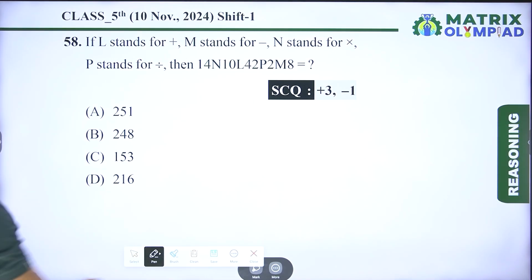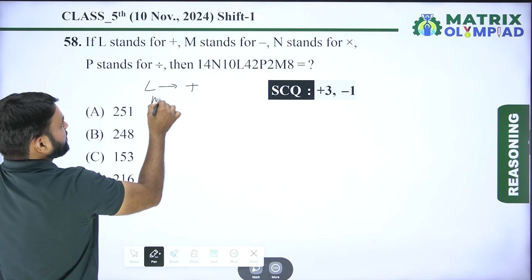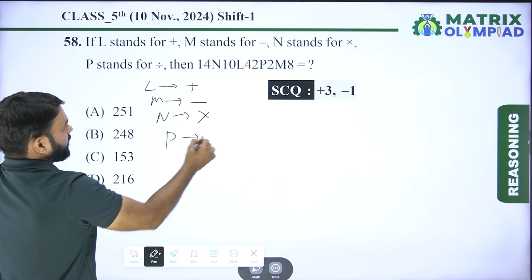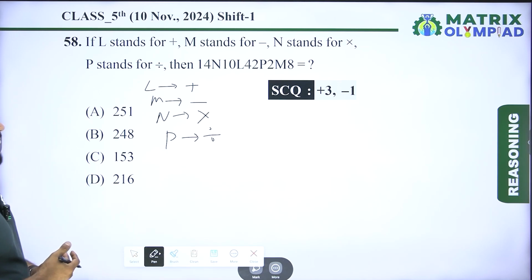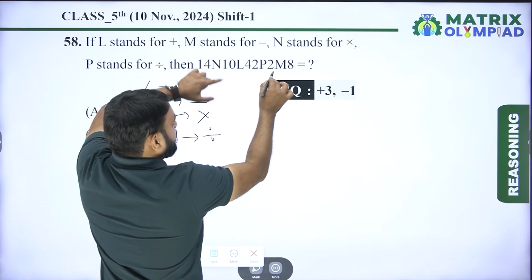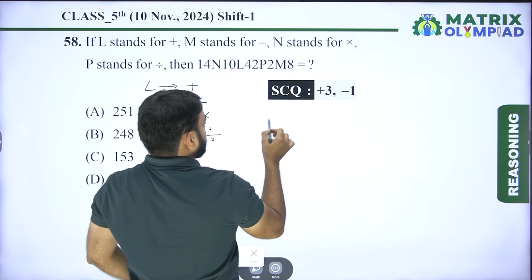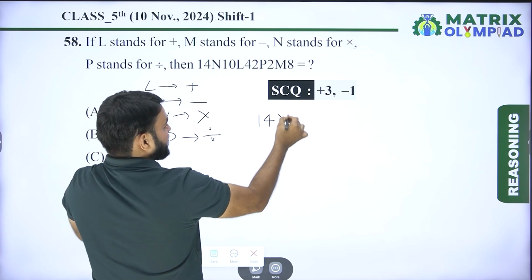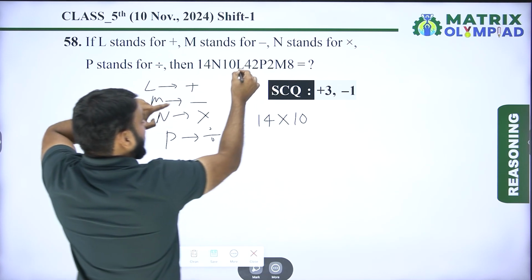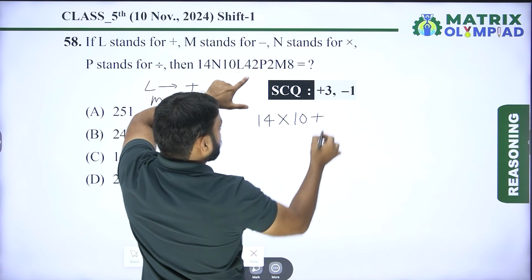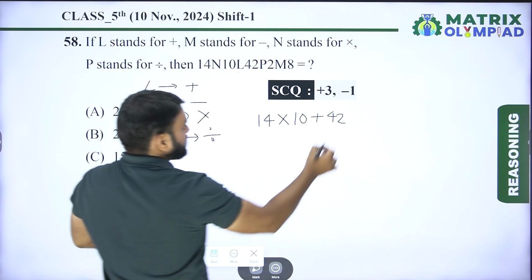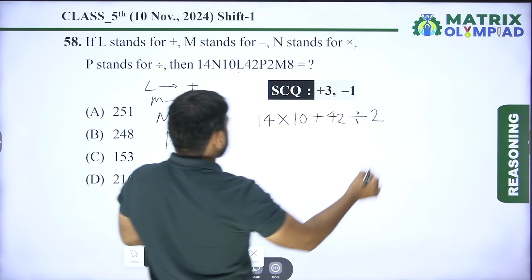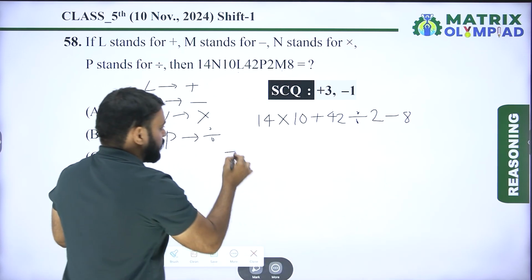If L stands for plus, M stands for minus, N stands for multiply, P stands for divide, then 14N, 10L, 42P, 2M and 8 is equals to. So now equation is 14N, N represents multiply, 10, now L represents plus, 42, P means divide, 2, M it means minus 8. So find the value of given equation.